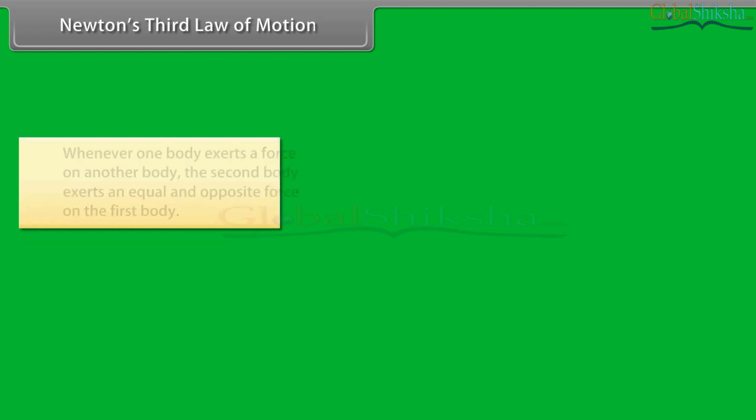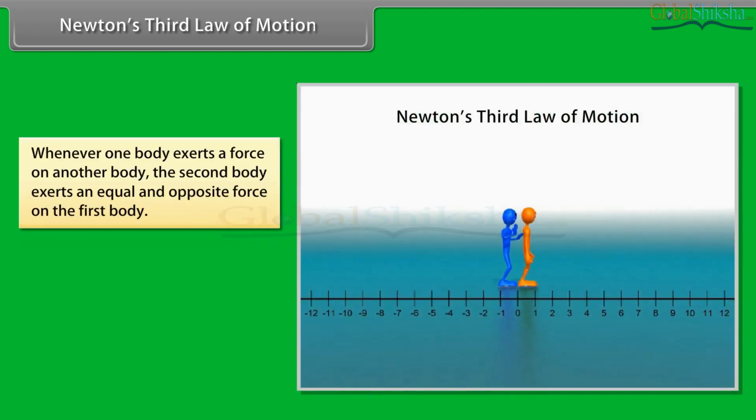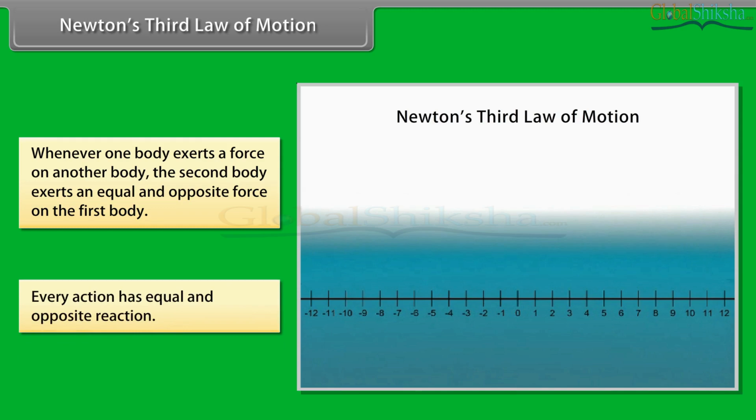Newton's third law of motion. Whenever one body exerts a force on another body, the second body exerts an equal and opposite force on the first body. Every action has equal and opposite reaction. Examples to illustrate Newton's third law of motion.